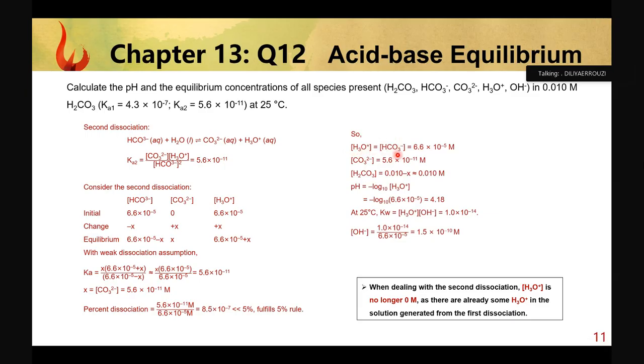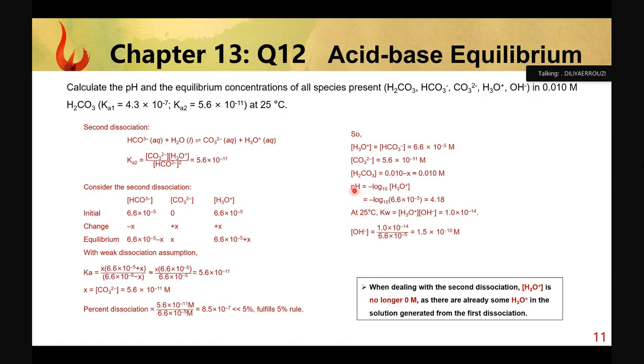Water and the HCO3 is 6.6. The concentration of CO3 is 5.6. H2CO3, we can neglect the X, which is also the same. Then we have how to calculate that.